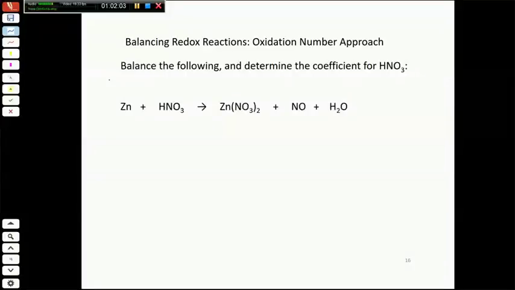So we need oxidation numbers to start with. Zinc is an element by itself, so it's 0. We have nitric acid, a covalent compound, so hydrogen will be +1, oxygen -2. That leaves a +5 for nitrogen. So 3 times -2 from oxygen, plus 1 from hydrogen is -5. +5 balances that out. Zinc nitrate is an ionic compound, so the charge on zinc is going to be +2. There are 2 NO3 minus anions, so the charge on the metal is +2. So in any ionic compound, the oxidation number for the metal is the charge.